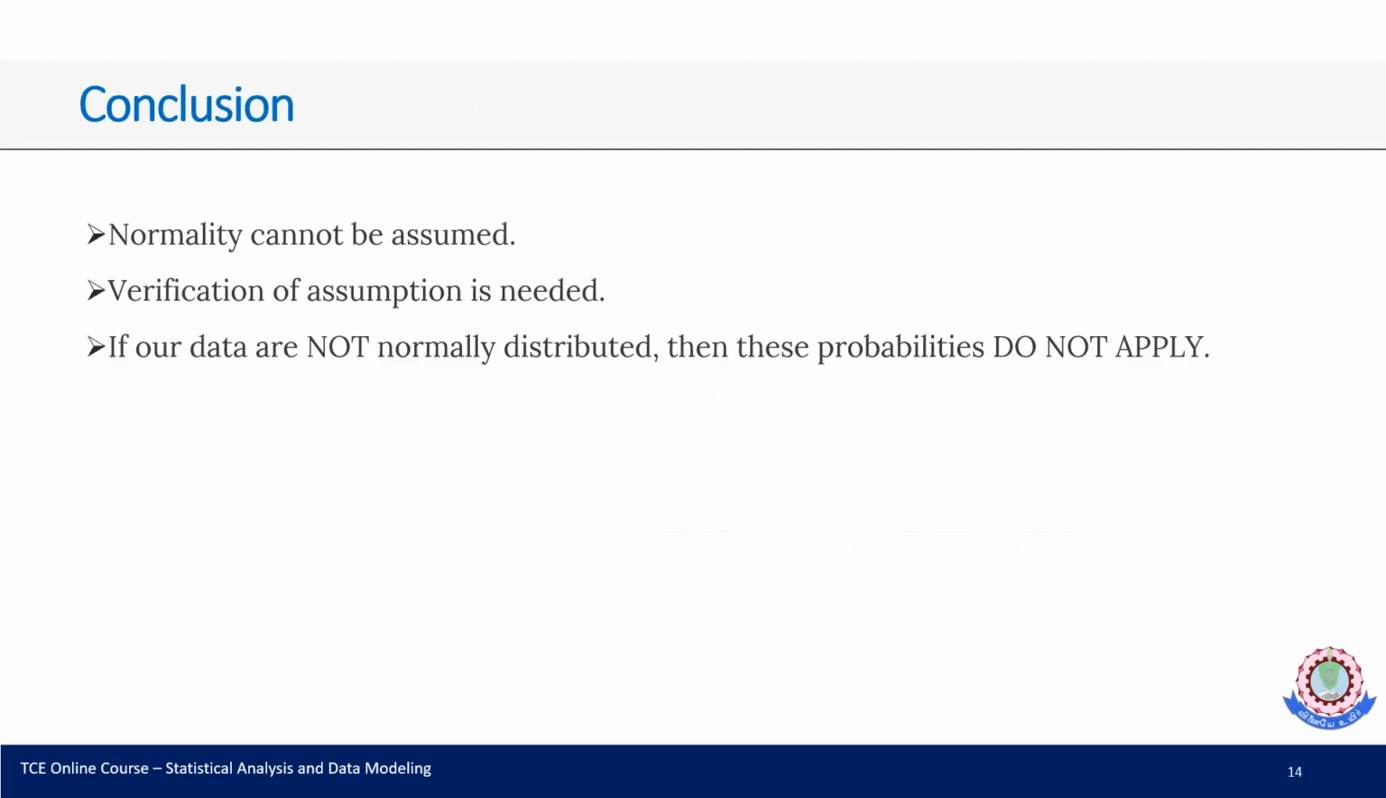You should always remember that you can do your verification of the assumption. If your data are not normally distributed, then these probabilities will not apply. So you have to check if the population is normally distributed. You have to check whether the sample is large enough, with n greater than or equal to 30. You have to remember the central limit theorem. You have to construct your normal probability plot to assess the normal distribution. Thank you.